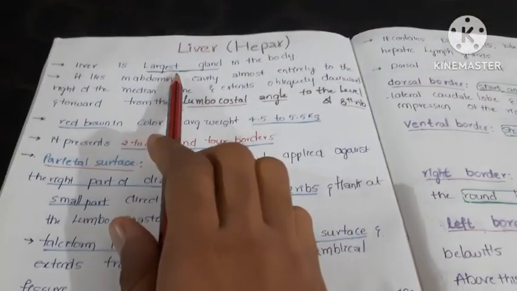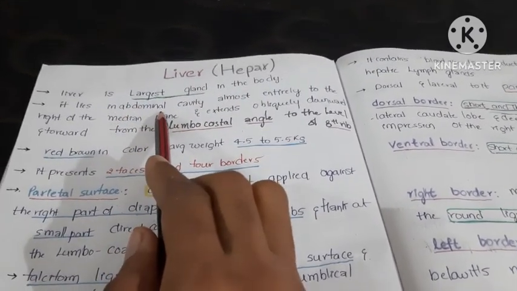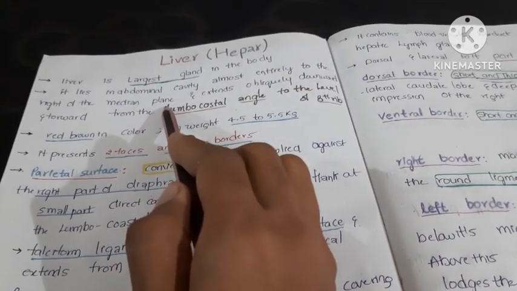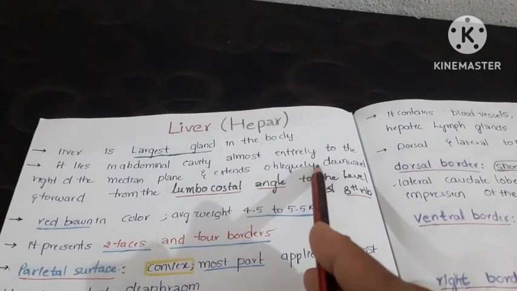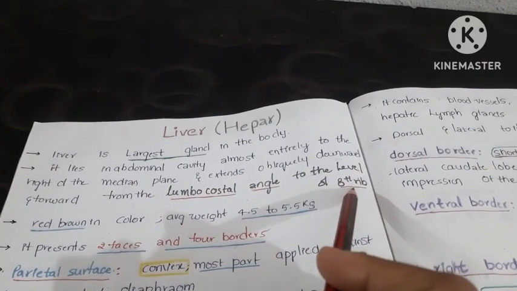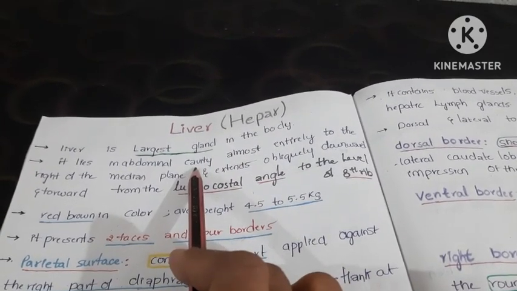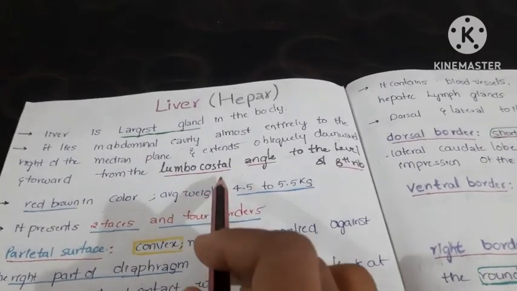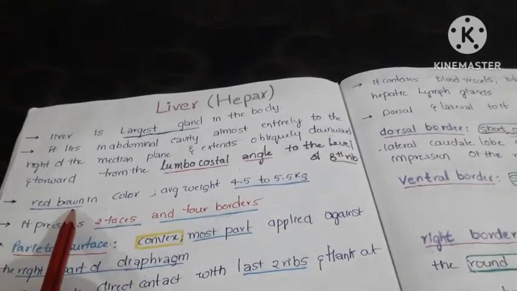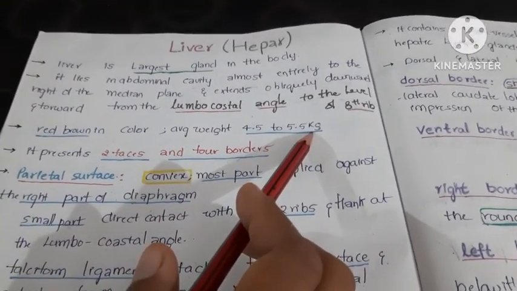We now discuss the liver. The liver is the largest gland in the body. It lies in the abdominal cavity almost entirely to the right of the medial plane and extends downward and forward from the lumbocostal angle to the level of the 8th rib. It is red-brown in color, and the average weight is 4.5 to 5.5 kg.